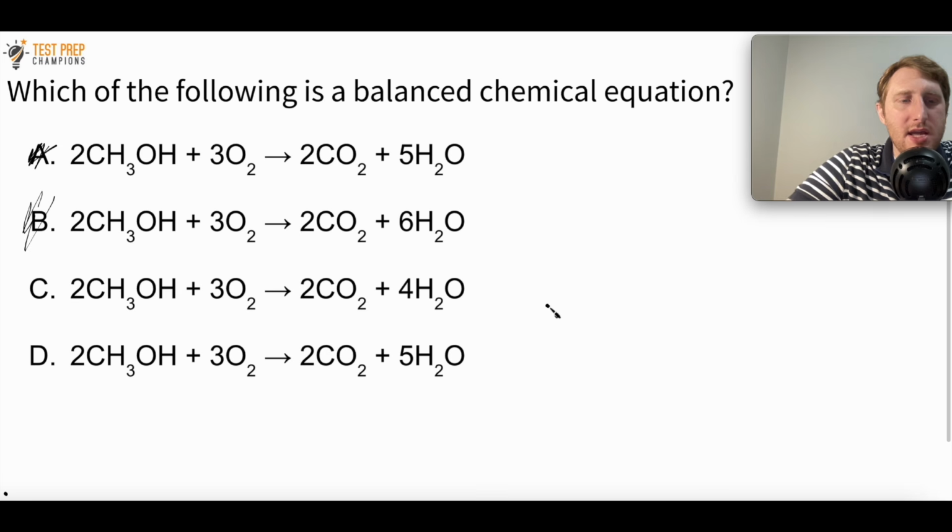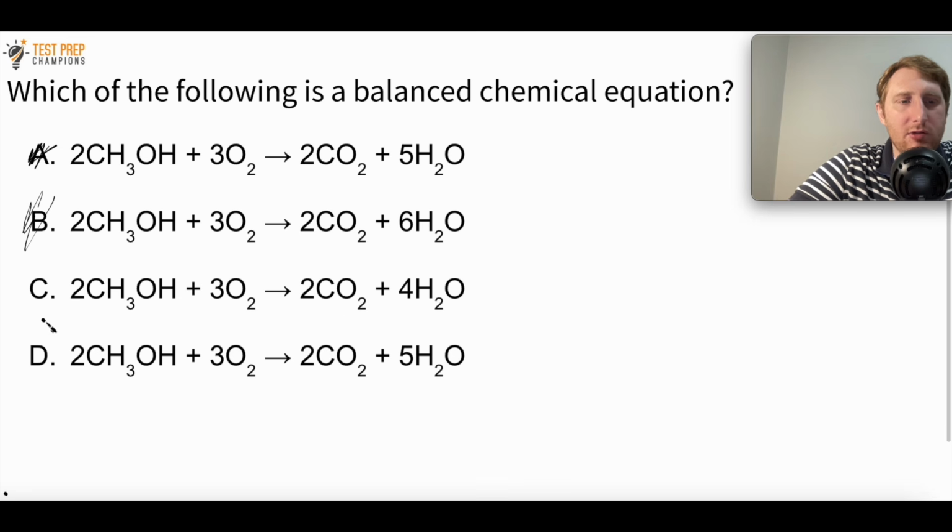When we look at C here, I'm going to do the same thing. So we already know that there are 2 carbons and that there are 8 H's, right? Because this 2CH3OH is the same in A, B, and C. But let's break it down one more time here just for the sake of repetition. So we see that we've got 2 C's right here. I pop over here to the right-hand side, and I see that I also have 2 C's. The C's match. Let's move on to the H's.